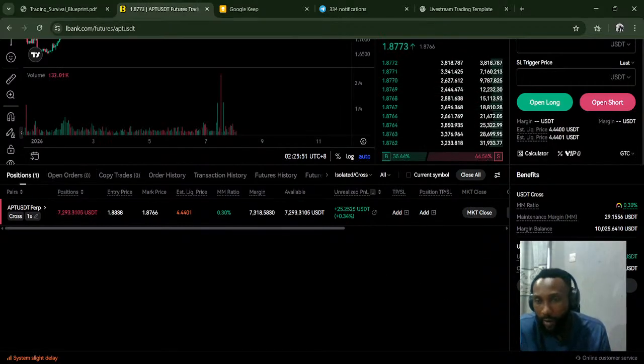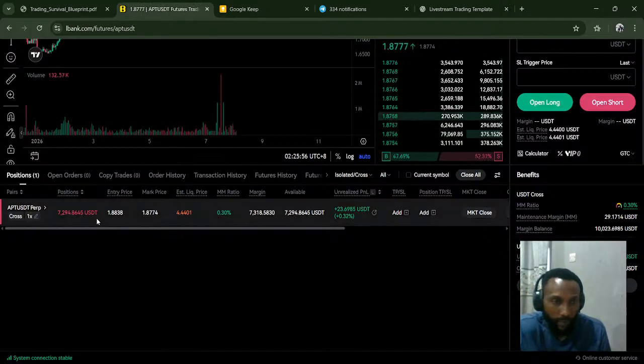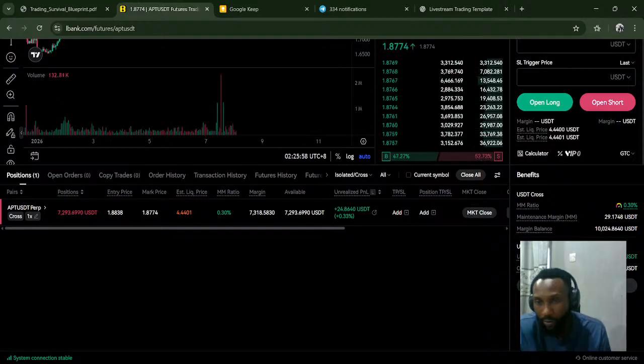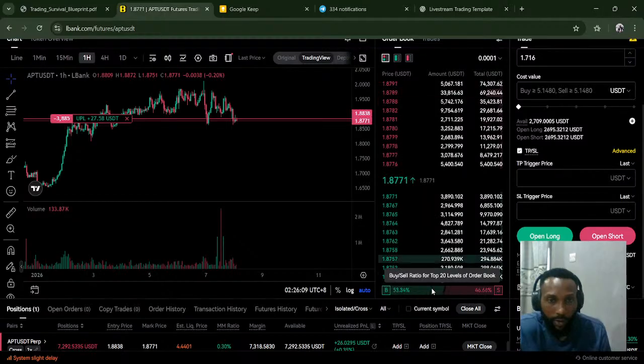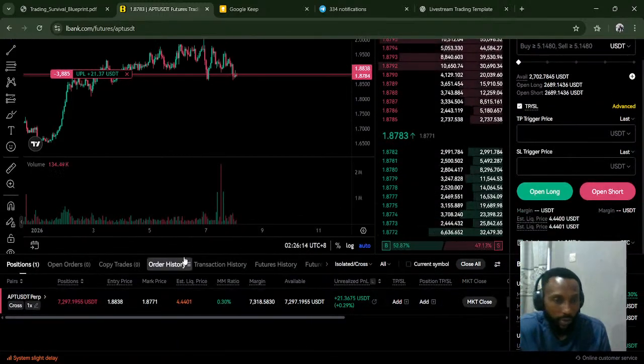You can see unrealized profit. I've already made plus $25. I've already made some profit, so I could even decide to end the trade right now. I've already made $26 profit because the price is short and it's going down. I already entered, so that's basically it.